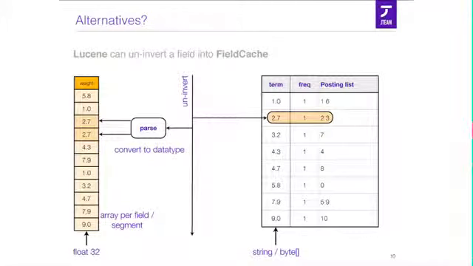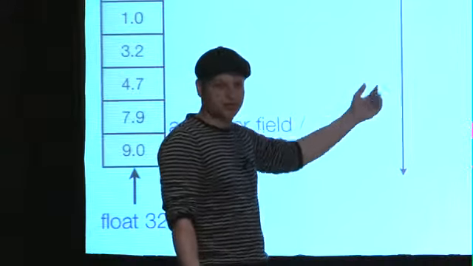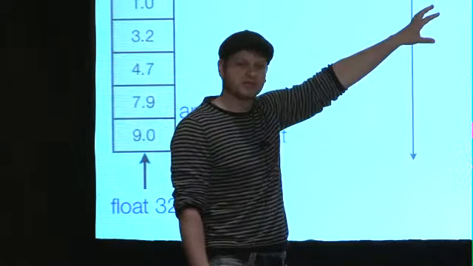You said the saving primarily comes from the parsing and un-inverting. Can you elaborate on that? Why is it 100 times faster than the field cache loading? Okay, let's go back to the float example I had in the beginning. You index a field, and that field holds float values. Those float values are converted to a string or a bytes ref in Lucene 4, and they're indexed in sorted order. They're all unique, and they're all pointing to the documents they occur in.